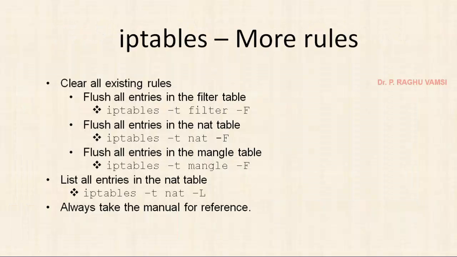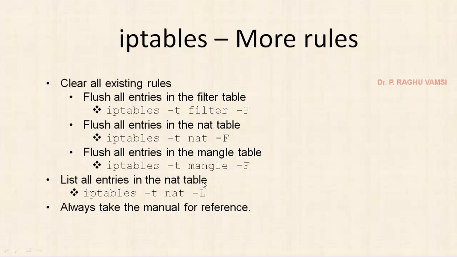Other iptables filtering rules will be like this. To clear all existing rules, you need to use the filter -F, that is flushing of the rules. That is iptables -t filter -F. That will flush all the entries in the table. To flush all entries in the NAT table, use iptables -t nat -F. If you want to flush all entries in the mangle table, then -t mangle -F.